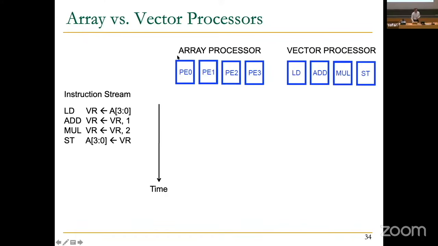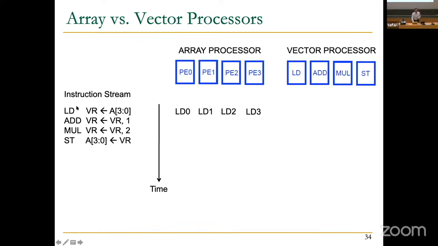Okay, let's see how this executes on an array processor versus a vector processor. Vector length in this case is 4. I'm going to define that more formally soon. But basically, an array processor can do the same operation across multiple processing elements at the same cycle. So all of these processing elements are capable of executing all of these instructions. So these are beefy processing elements, expensive.